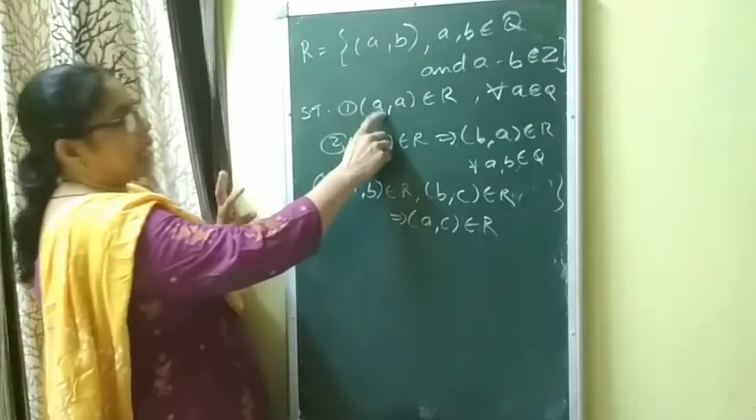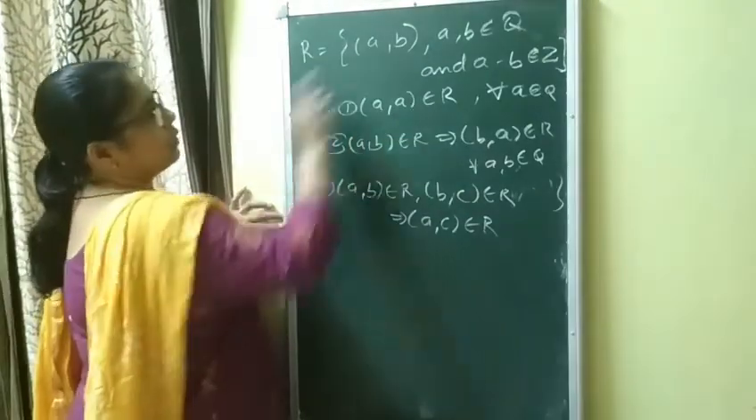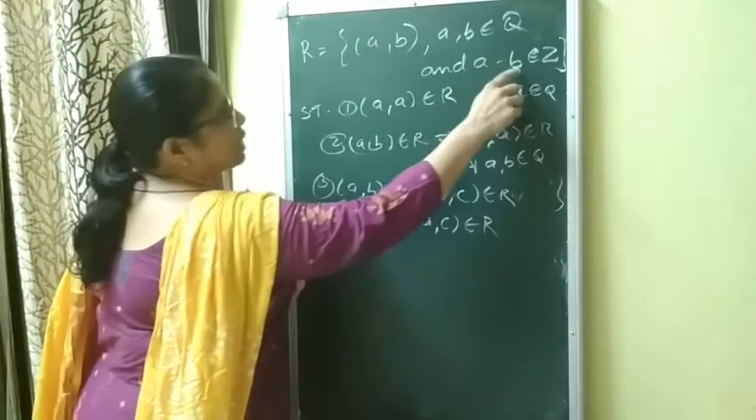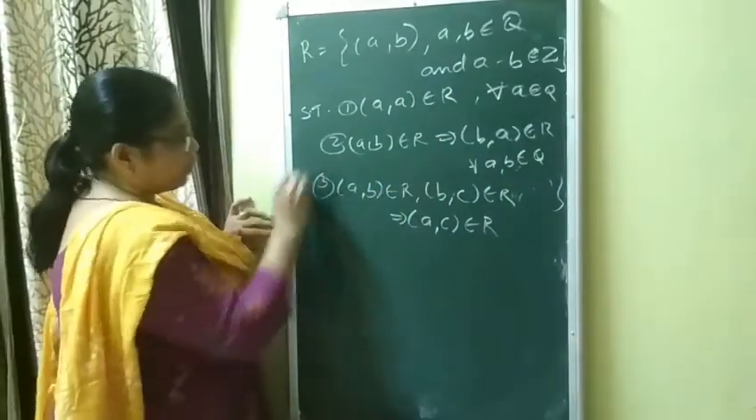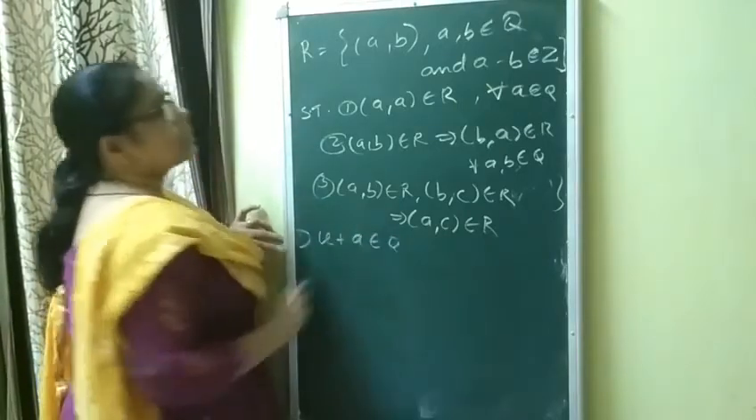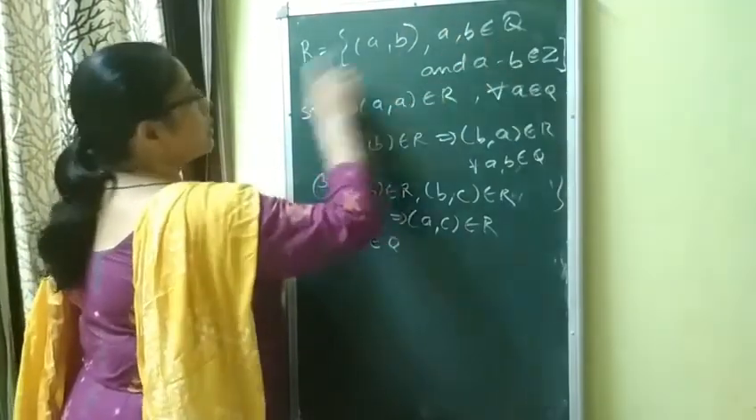Now first part, the relation is defined as (a, b) belongs to R such that a minus b belongs to Z. I am taking the first part: let a belong to Q. A को कहाँ से लेना है? यहाँ से ही लेना है, यहाँ से नहीं ले सकते हैं.